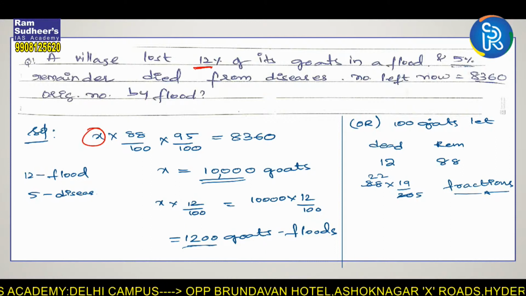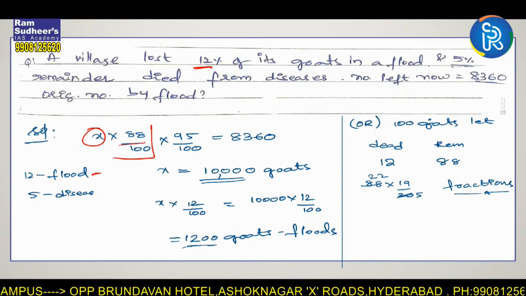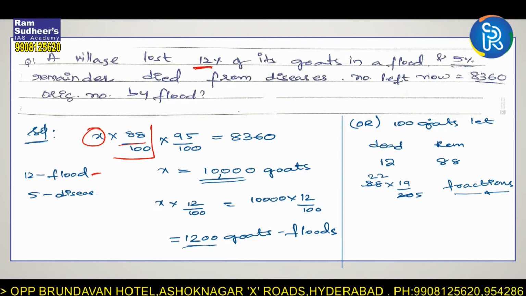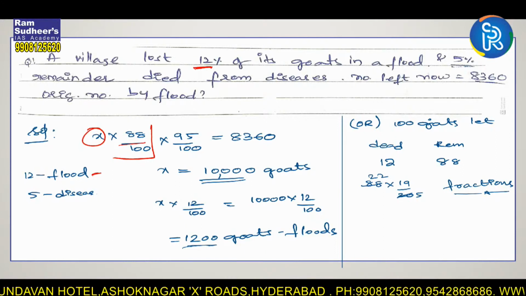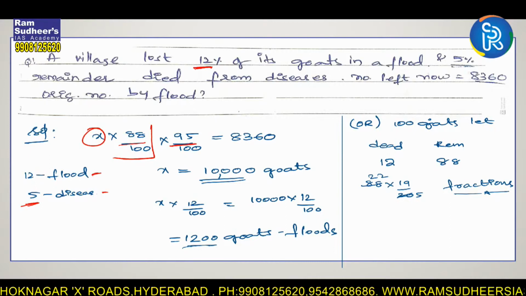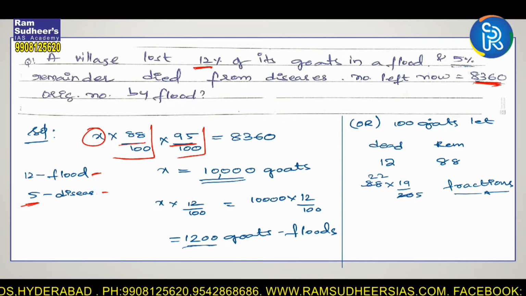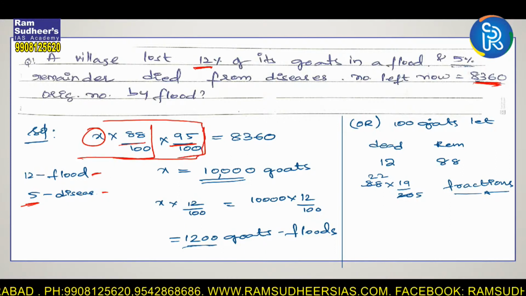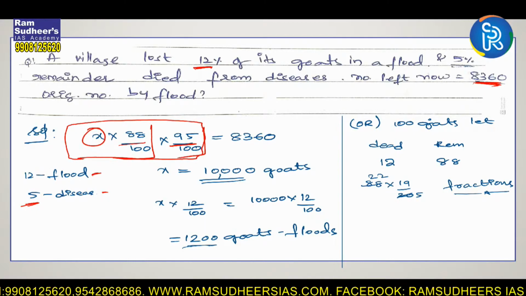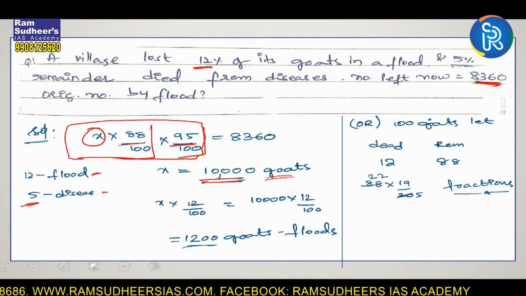12% died in a flood, and therefore 88% are remaining, so 88 by 100. And 5% of the remainder died from diseases, and the remainder is 95 by 100. After both diseases and flood, the remainder is 8,360. On solving this, my x would be 10,000, which is 10,000 goats. Goats is the unit here.